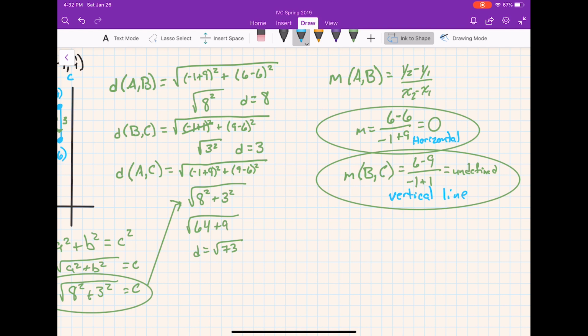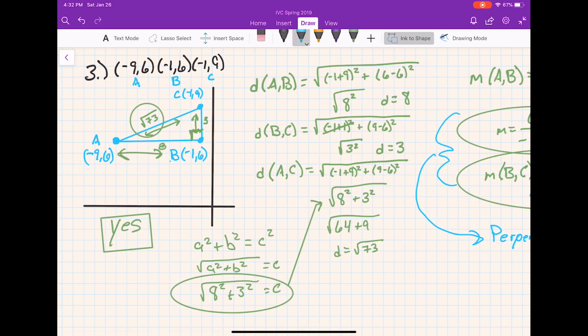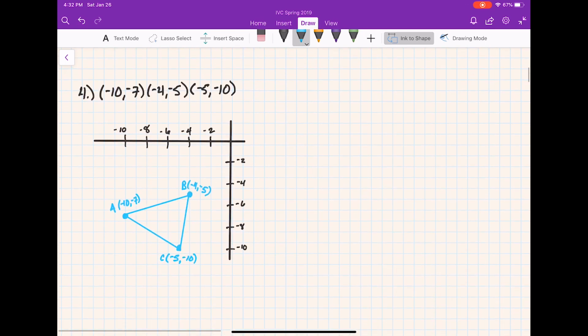Now, if we have two lines, one being horizontal and one being vertical, well, we know that those two lines are perpendicular. Let me hit P. There we go. Perpendicular. So here we're proving using this method that we have two perpendicular lines created by the lines used in the triangle. So we've got a right triangle.